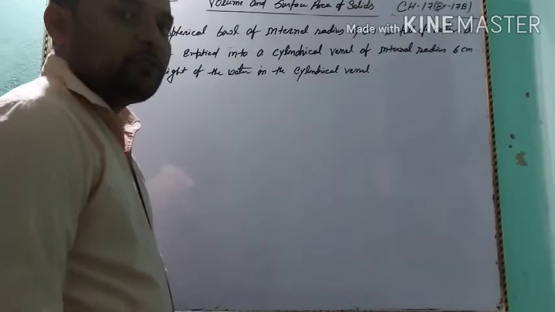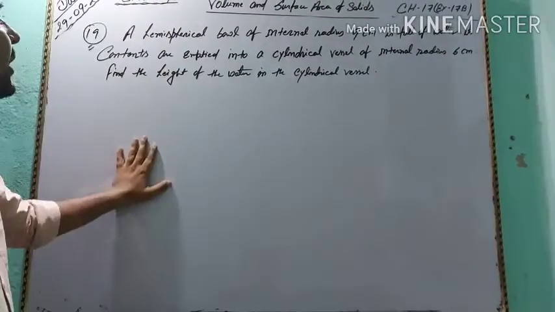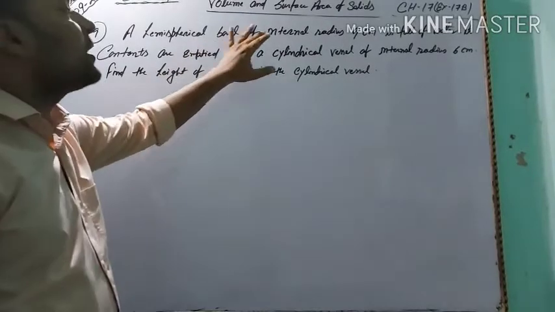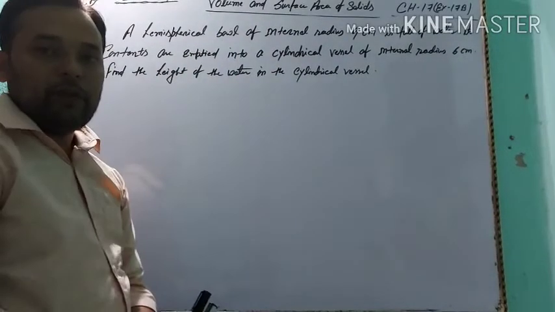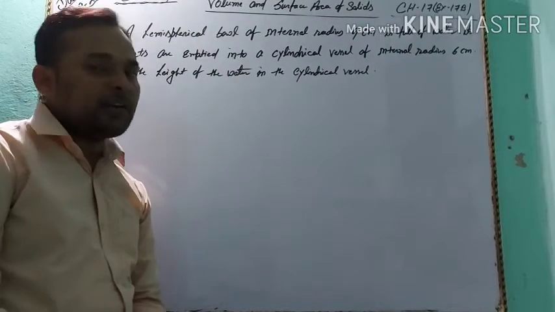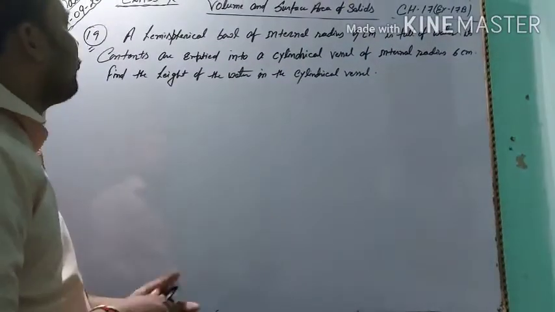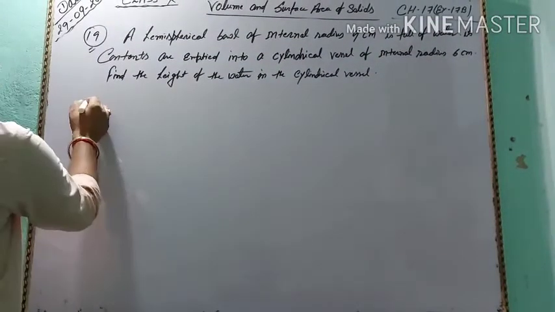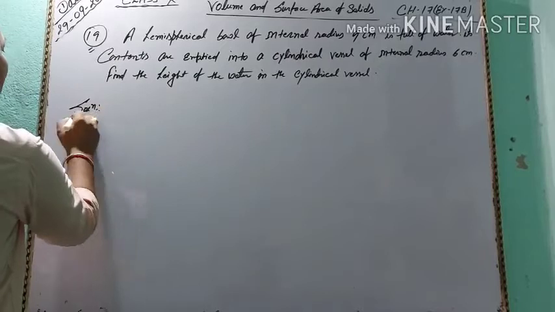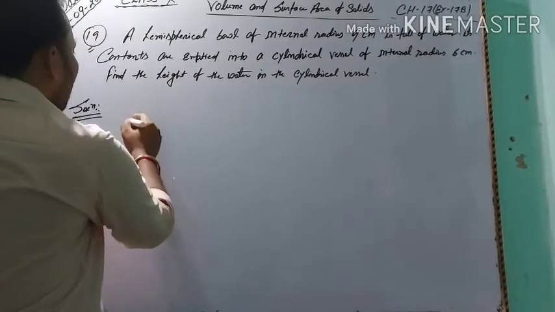Okay, students, our next question is question number 19. A hemispherical bowl of internal radius 9 centimeter is full of water. Let's start the solution. First of all, find the volume of the hemispherical bowl.